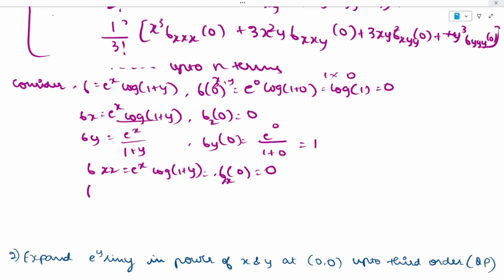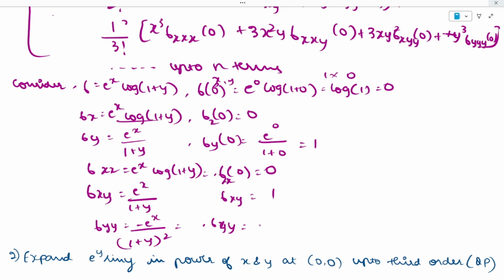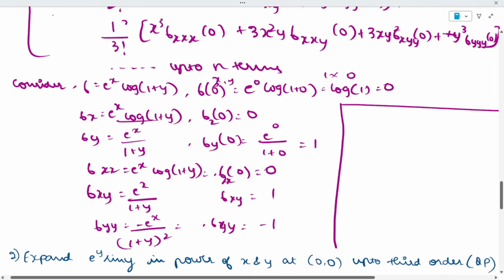Now in a similar way, with respect to x and then y, if you do, you will get e power x, again 1 plus y, and again it will be 1. The same way you will be doing by differentiating, and at last f x is done, xy is done. Now you have to do for yy. What you will get is minus e power x divided by 1 plus y whole square. This will give you f y y as minus 1. This is the value.